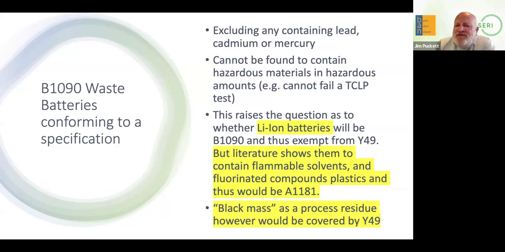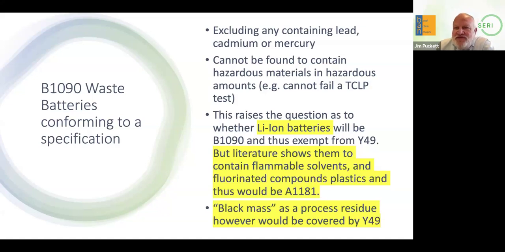The question that's raised, why this is so interesting, is because of lithium-ion batteries. Will they be exempt from Y49 by this B1090 entry? Right now, Basel hasn't weighed in on this. They're looking at this whole issue with a new guideline, but the literature shows that these are considered hazardous because they contain flammable solvents and fluorinated compounds, plastics, etc., that would qualify them as A1181. So we would make the case that lithium-ion batteries right now are hazardous waste, hazardous e-waste.